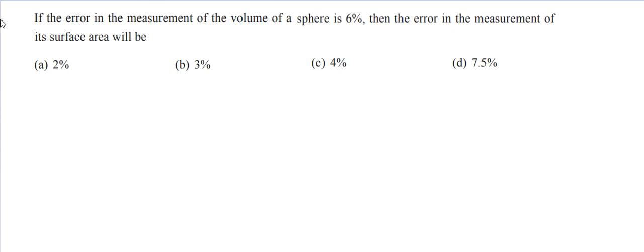So here's the question that has to be tried by yourself, and I'm hopeful if you have understood this video and the prior to this, you will be able to answer. It says if the error in the measurement of volume of a sphere is given to us, we need to find the error in measurement of the surface area. Options are given to us, so you solve and answer in the comment box.